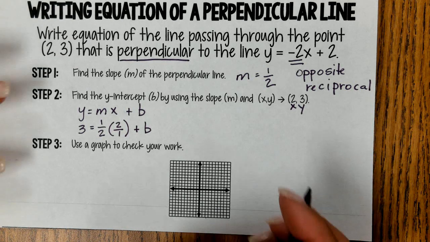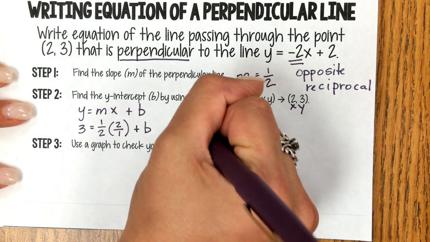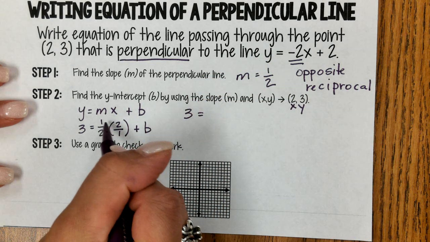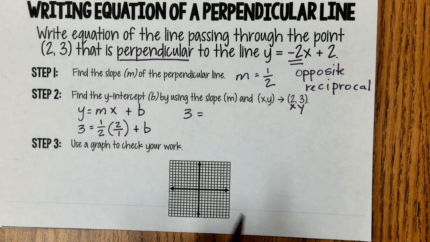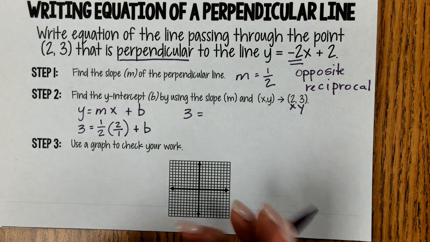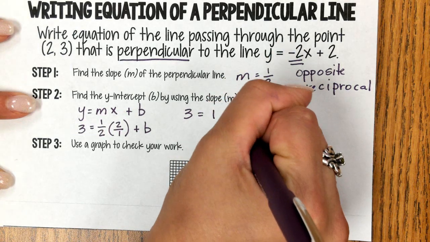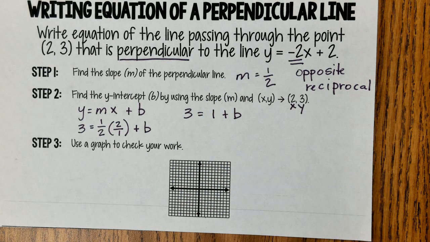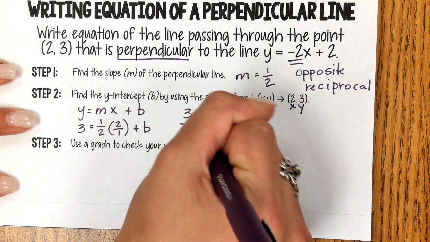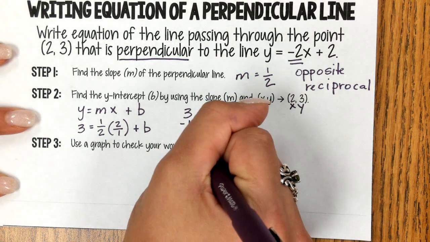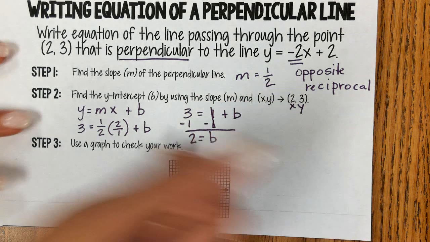Okay, so I'm going to simplify the equation. 3 equals, what is 1 times 2, 2 times 1? 2. 2 over 2, right? Which is the same as what number? 1. Okay? So now I need to do what? You need to subtract 1. Subtract the 1 from both sides. Then you get b equals 2. So my y-intercept is b.